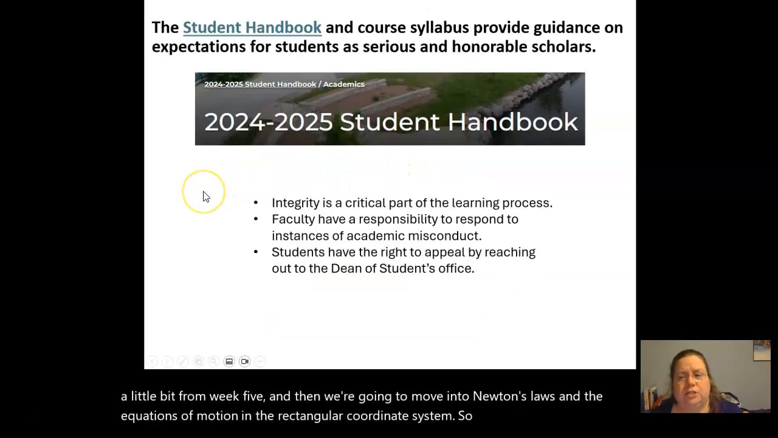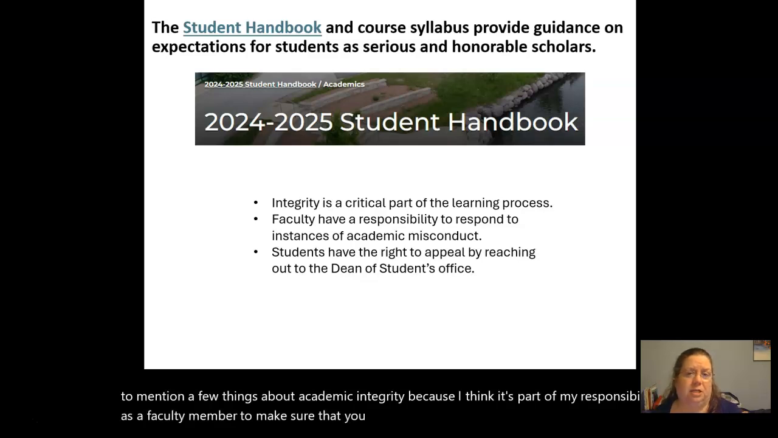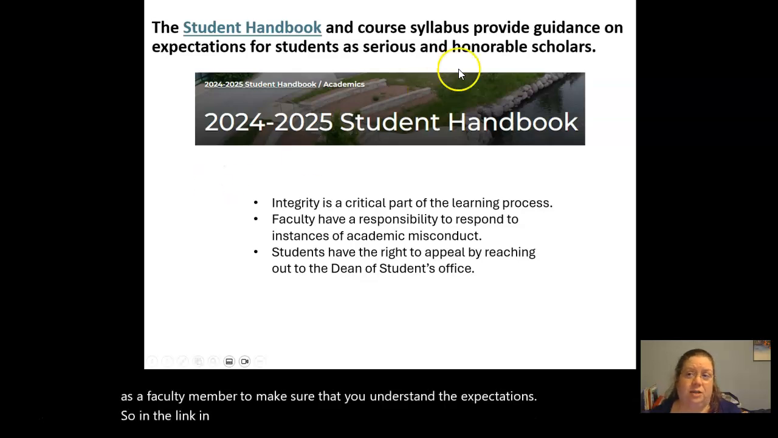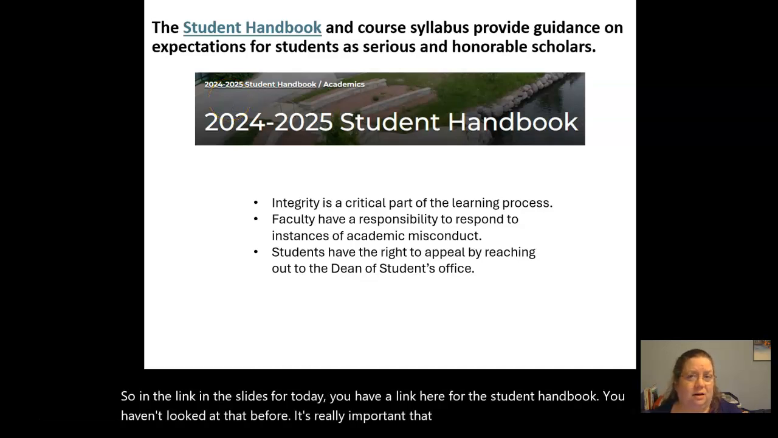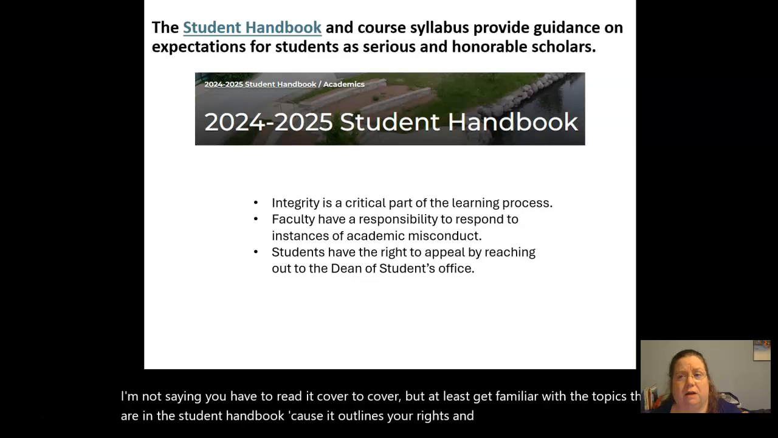So first things first, I just want to mention a few things about academic integrity because I think it's part of my responsibility as a faculty member to make sure that you understand the expectations. So in the link in the slides for today, you have a link here for the student handbook. If you haven't looked at that before, it's really important that students understand what's in there. I'm not saying you have to read it cover to cover, but at least get familiar with the topics that are in the student handbook because it outlines your rights and responsibilities as a student at Rock Valley.